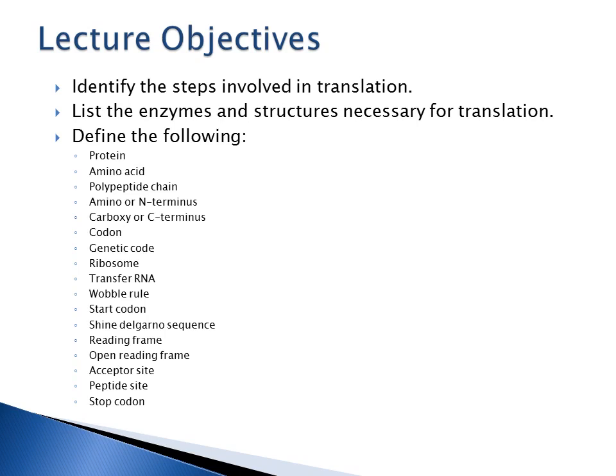By the end of this lecture, you should be able to identify the steps involved in translation, list the enzymes and structures necessary for translation, and define numerous terms including protein, amino acid, polypeptide chain, amino or N-terminus, carboxy or C-terminus, codon, genetic code, ribosome, transfer RNA, Wobble Rule, start codon, Shine-Dalgarno sequence, reading frame, open reading frame, acceptor site, peptide, and stop codon.